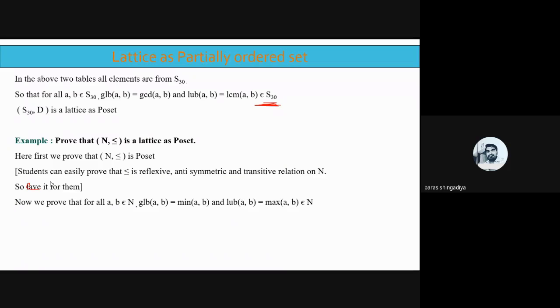And now the next step, the next condition to check whether the lattice is a poset, is the GLB and LUB. So after that we'll prove that for all a, b belongs to N, meaning the numbers included in N, 1 2 3 4 5 and so on, the GLB of a, b, where the relation is less than or equal to, we'll use the condition for GLB as the minimum of a, b and for LUB as the maximum of a, b, because it is the less than or equal to condition.